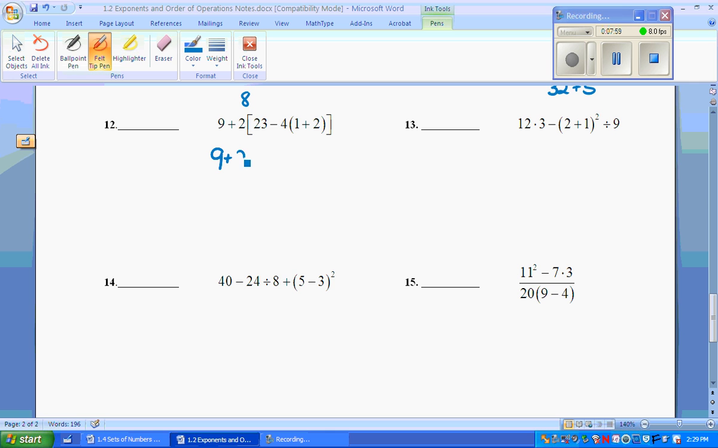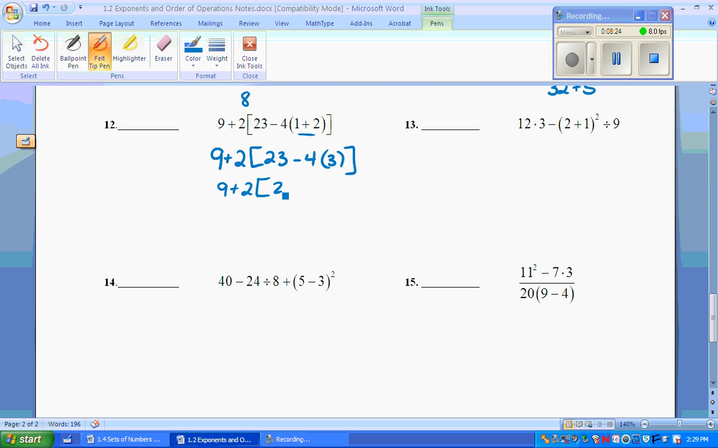The 9 plus 2, leave it, bracket, because we want to do this parentheses first. 23 minus 4 times 1 plus 2, which is 3. Now let's do this bracket. Going in order, we got 9 plus 2, still on the outside. Do not add those to be 11. Not right.